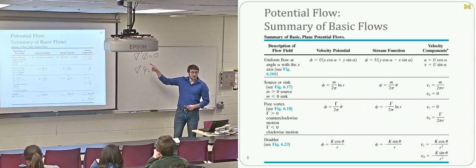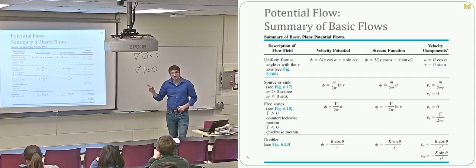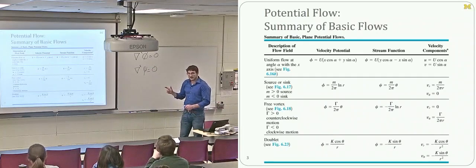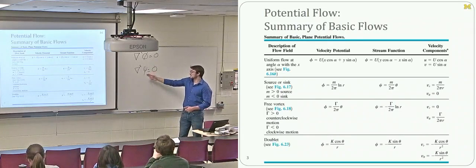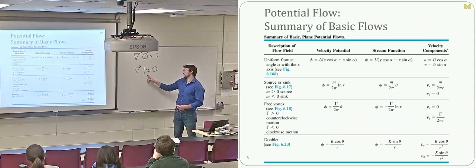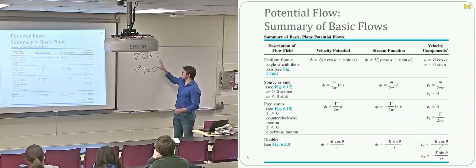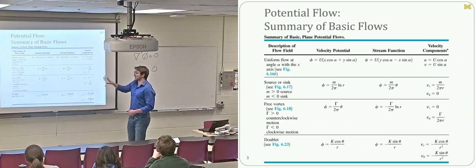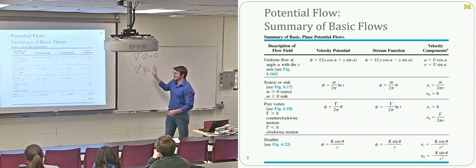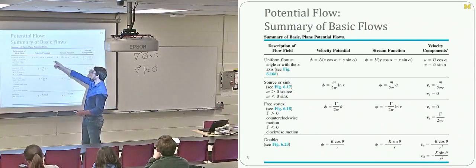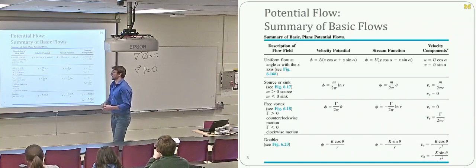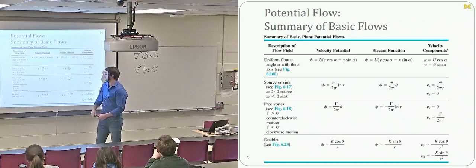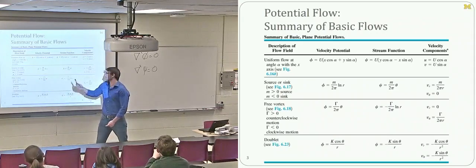Remember, the velocity potential by default satisfies irrotationality, and we added a constraint of incompressible conservation of mass in order to get this. The stream function satisfies incompressible conservation of mass implicitly, and we add the additional constraint of irrotationality and come up with the same governing equation. So these two will satisfy the same sets of conditions. We can use either one, which is why we have alternative expressions for each type of flow, for example, a source or sink, with either a velocity potential or a stream function.